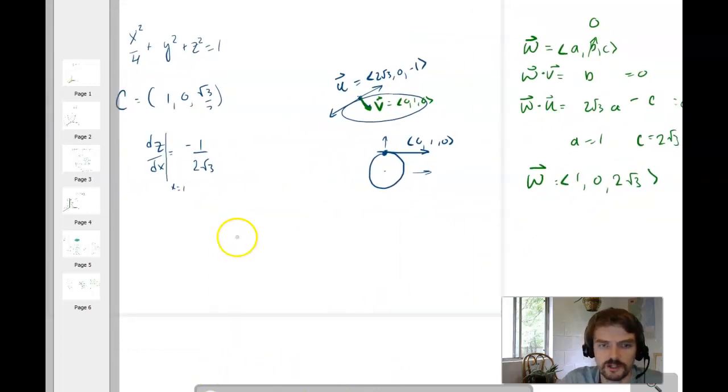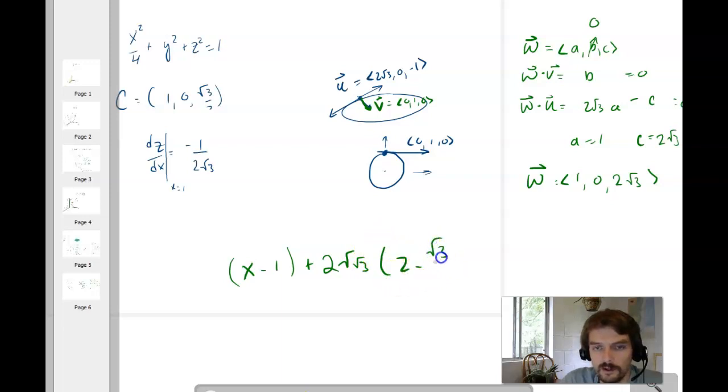So with those two pieces of information, I can say my plane is x minus 1 plus 2 root 3 times z minus root 3 over 2.